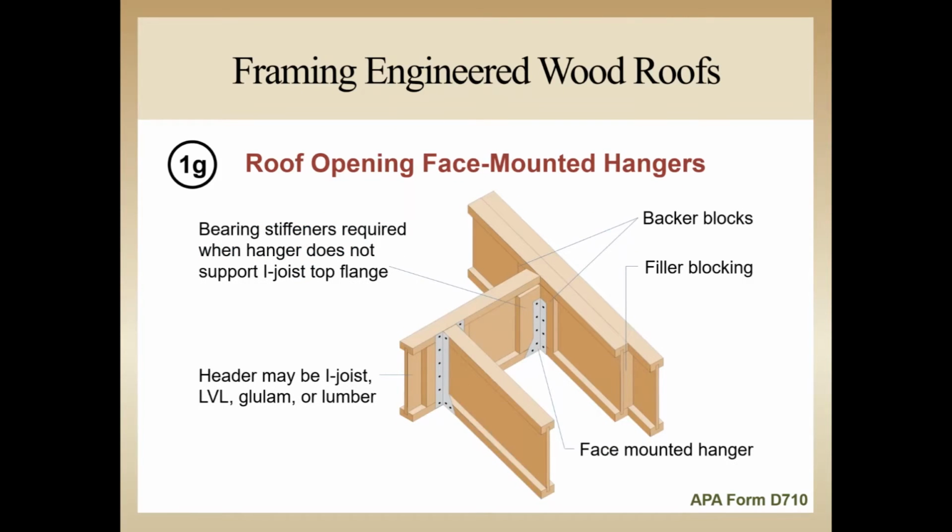Here's another roof opening framing assembly, but this time using face mount hangers. When nailing into the web area, we need backer blocks on both sides of the rafter's web, and that attachment uses 12 10-penny nails that are clinched on the back side of the assembly if possible.